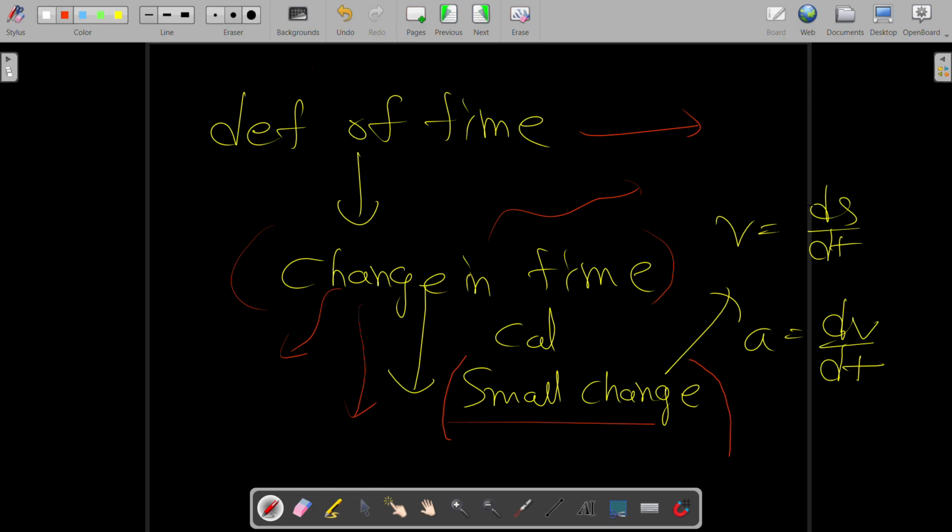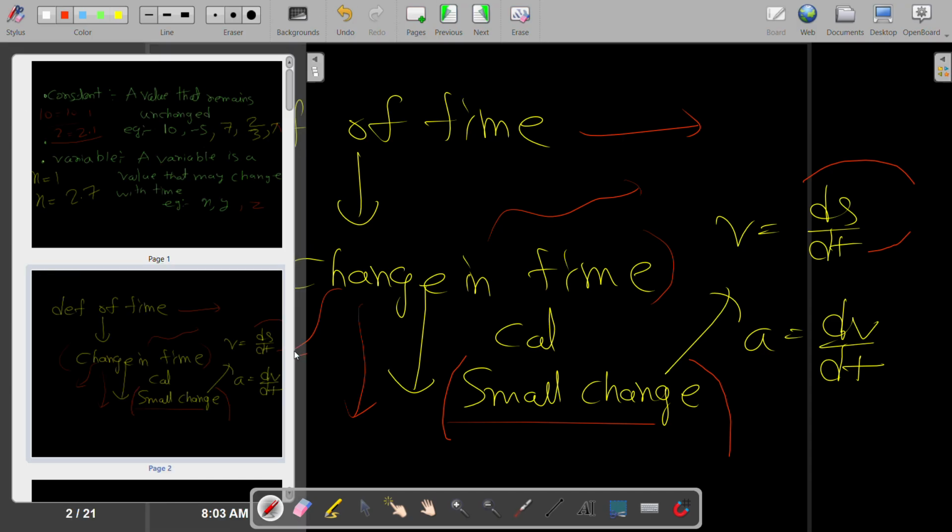Now velocity, we know, equals displacement by time. If we take the displacement very small and the change in time also very small, this can be written as ds by dt, where ds is a small change in displacement and dt is a small change in time. Similarly, acceleration is change in velocity by change in time, so acceleration is a small change in velocity by a small change in time.